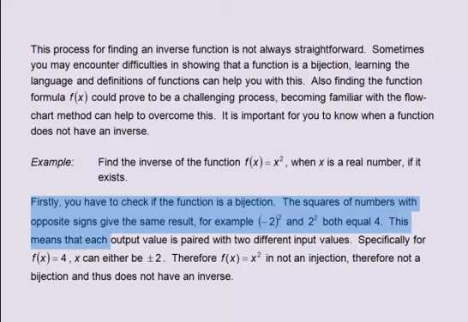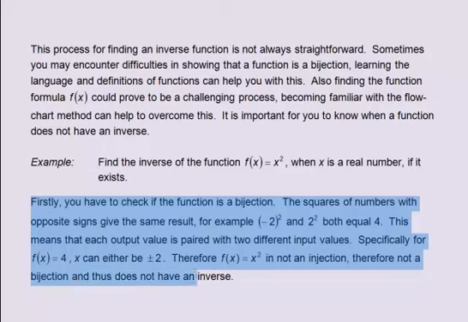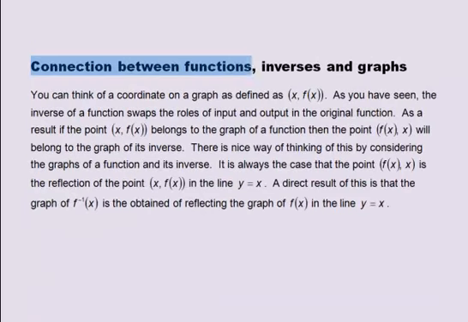This means that each output value is paired with two different input values. Specifically, for f(x) = 4, x can either be +2 or −2. Therefore, f(x) = x² is not an injection, therefore not a bijection, and thus does not have an inverse.